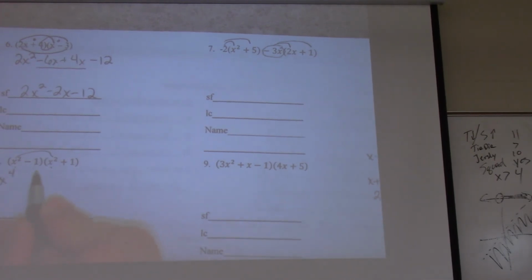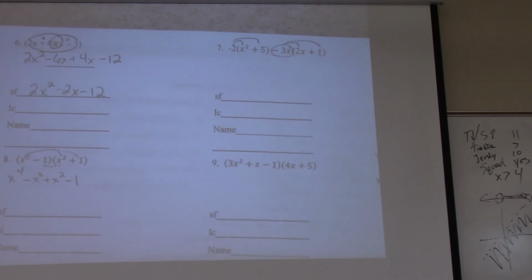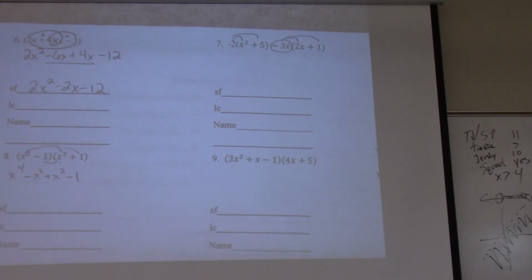Let's keep going here. This gives me negative x squared. This gives me positive x squared. And then negative 1 at the end. I'm going to leave that up there. And then we'll talk about number 9.